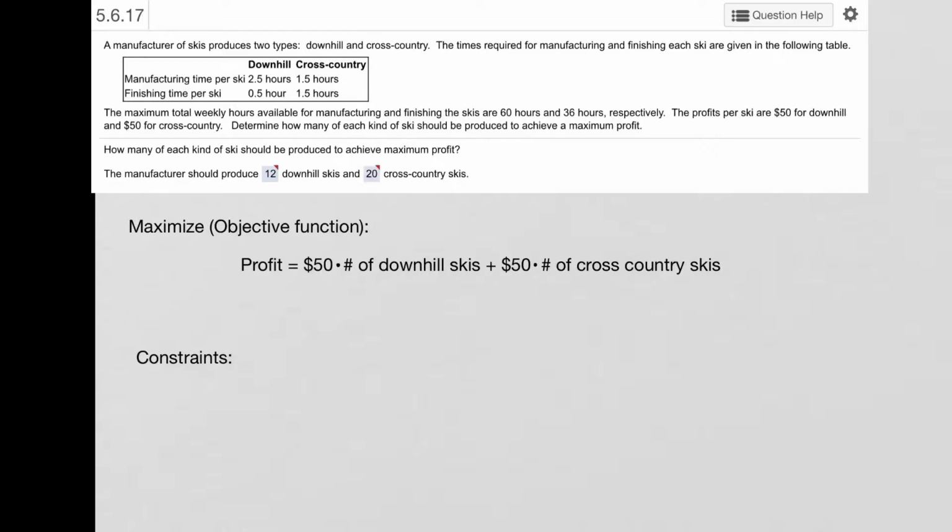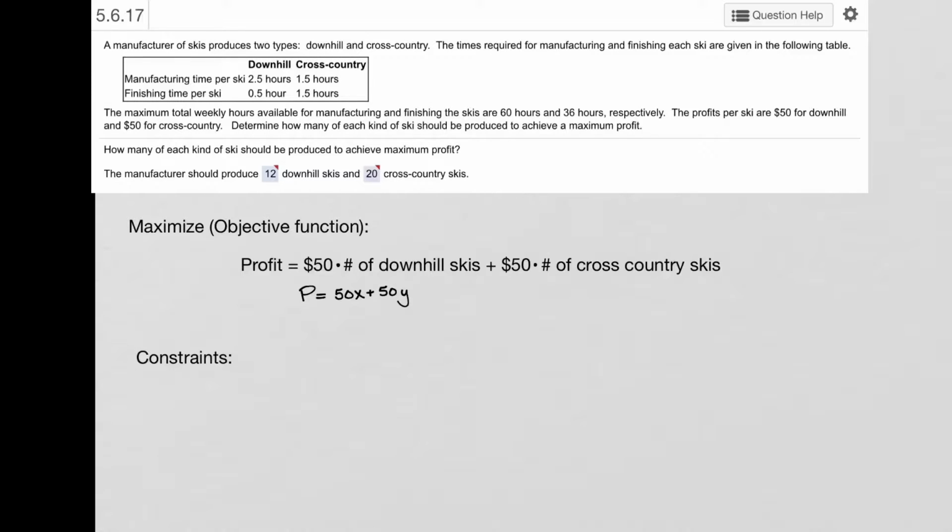of cross-country skis. I want to write that in terms of x and y because we're going to use graphing here. So I can say that profit, or P, equals 50x, where x is the number of downhill skis, plus 50y, where y is the number of cross-country skis. So there's our objective function, and now we can just hold on to that for the rest of the problem. We'll use that at the end.